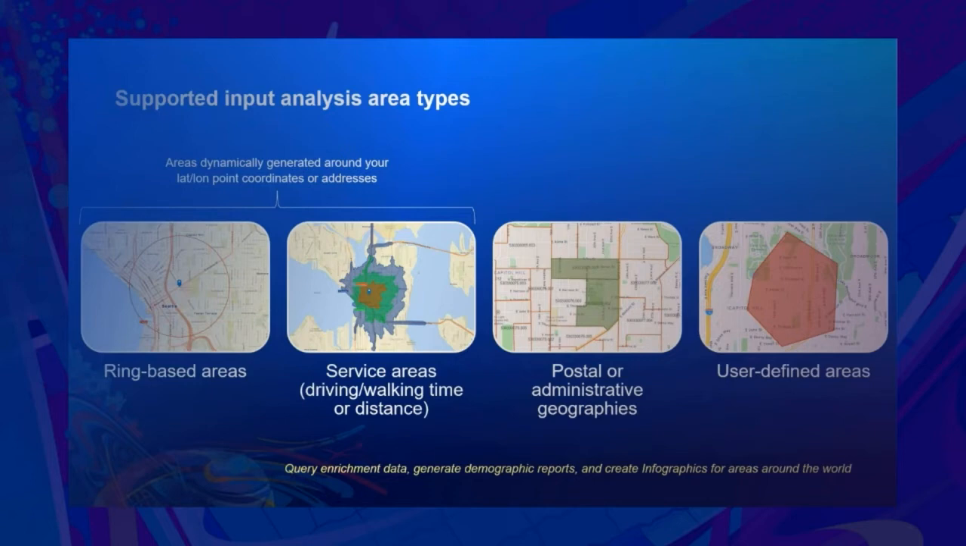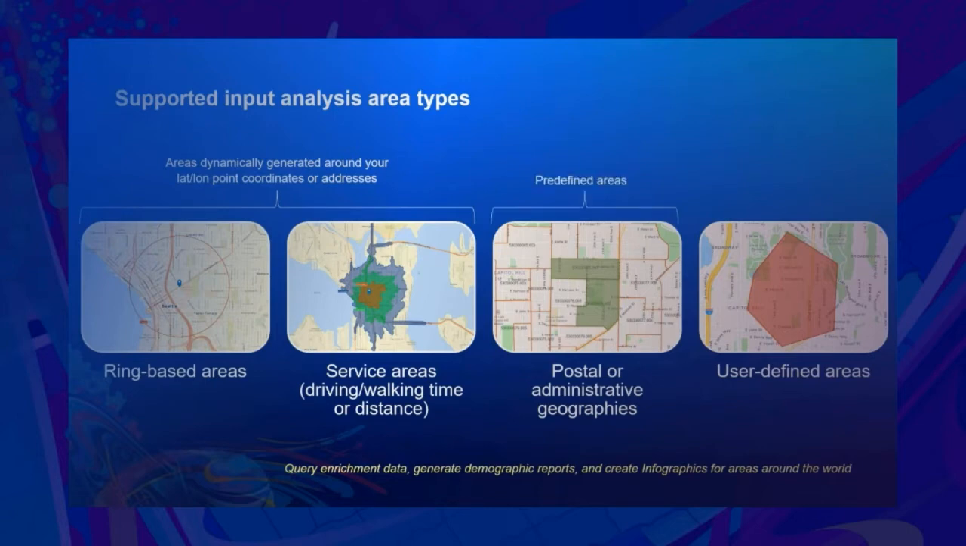Similarly, and if you look at the second picture from the left, you can specify a service area radius around your point coordinates or addresses. These service areas can be based on drive time, drive distance, walk time, walk distance, or other criteria from your input coordinates or addresses. GeoEnrichment will dynamically create these areas and use them as the areas to analyze for data enrichment, demographic reports, and infographics.